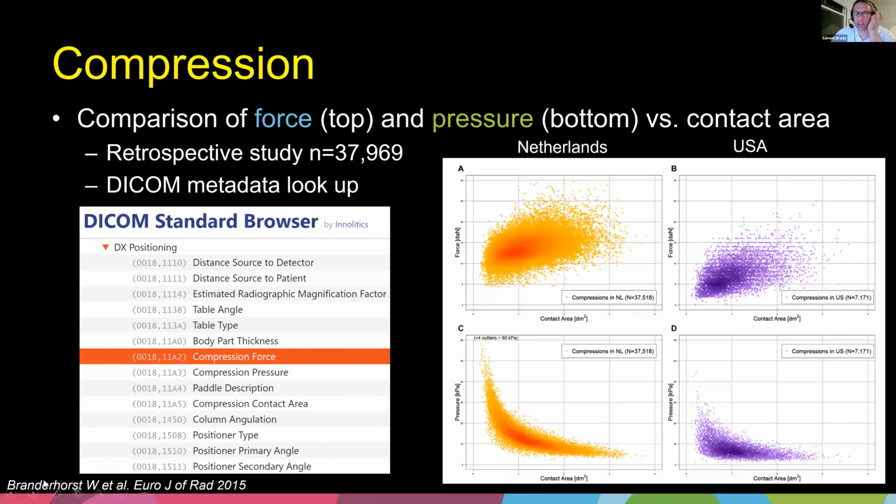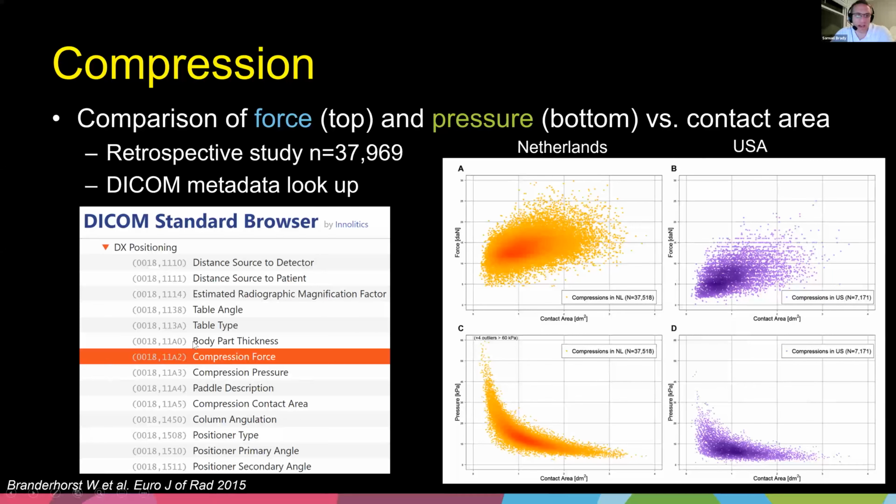In this publication that came out about 5 years ago, which is really interesting, they did a retrospective study of almost 40,000 breast images. They went in and looked at the DICOM metadata, at the compression force and the compression pressure of all of these, and then they simply did a scatter plot to look at what the force is as a function of contact area, or what the pressure is as a function of contact area.